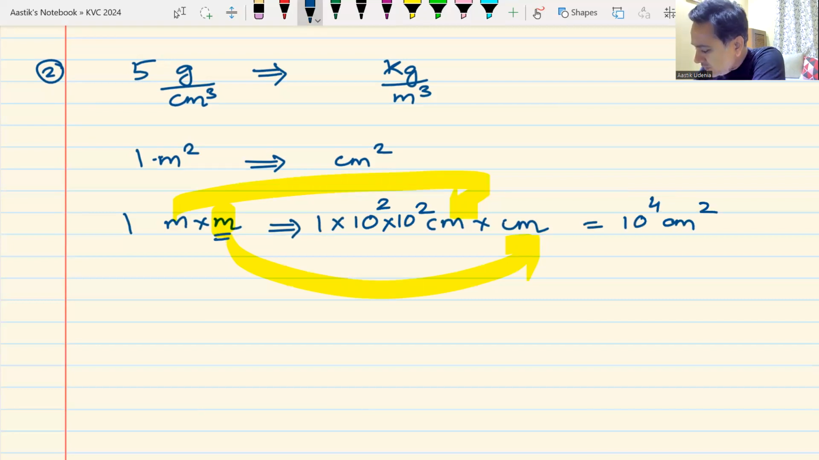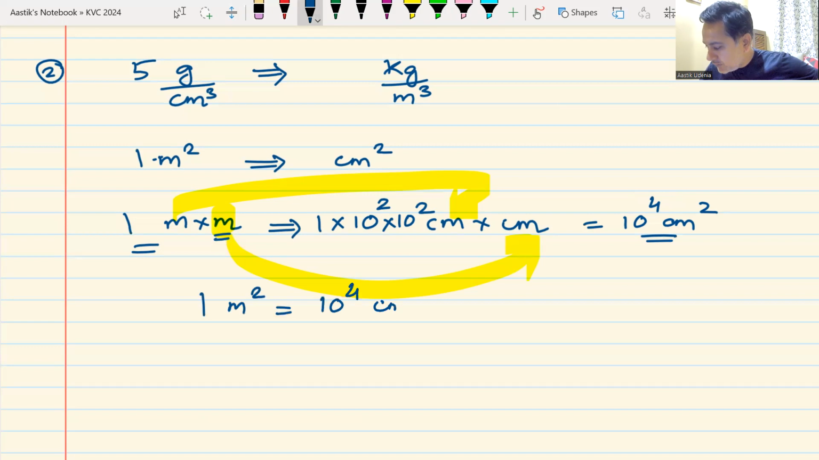So 1 meter into meter, which is meter square, is 10 raised to the power of 4 centimeter square. Are we getting this concept? And how have I done this? I just did simple things correctly and I got my answer.